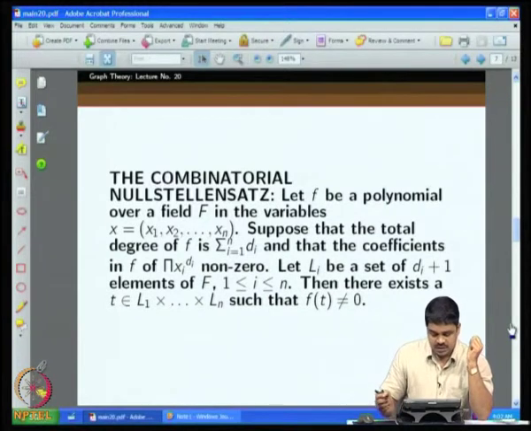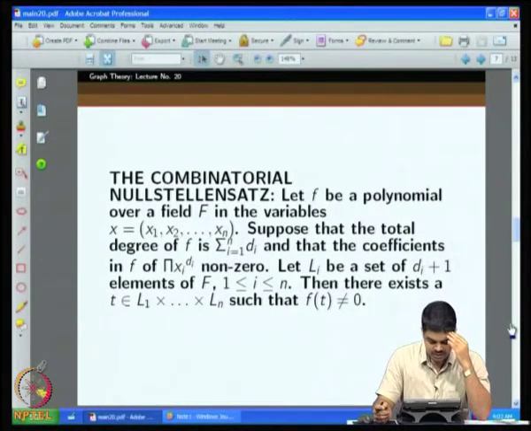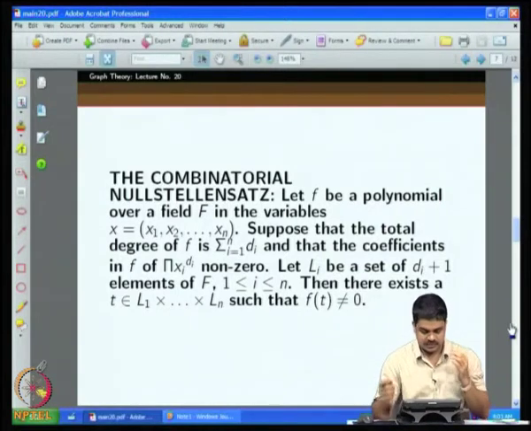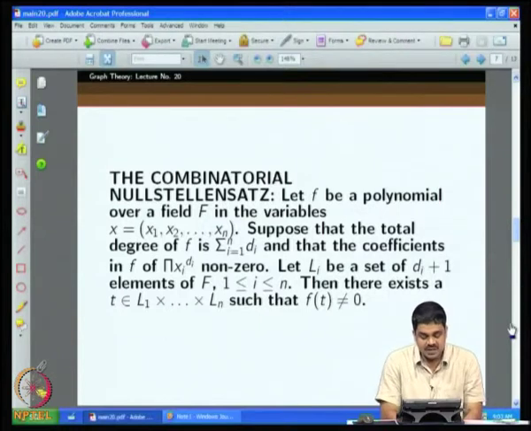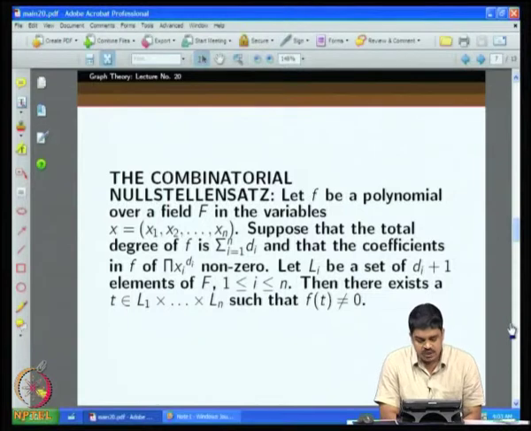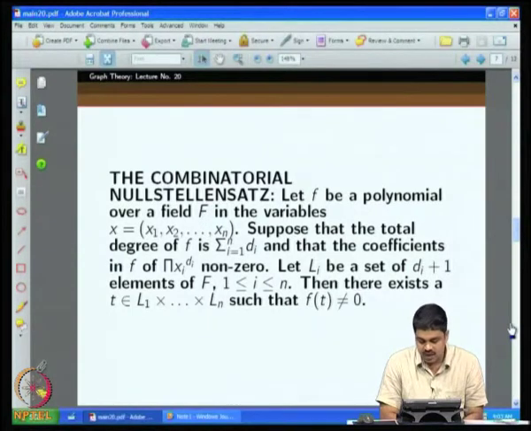So, then the next one is a generalization of, or not a generalization, we want to convert it into a convenient form if we want to use it. So, we will make some minor modifications, it is called the combinatorial Nullstellensatz. So, it is like this. Let f be a polynomial over a field F in the variables x1, x2, ..., xn, and suppose that the total degree of f is the sum over i equal to 1 to n of di, and that the coefficient in f of the product of xi^di is non-zero.